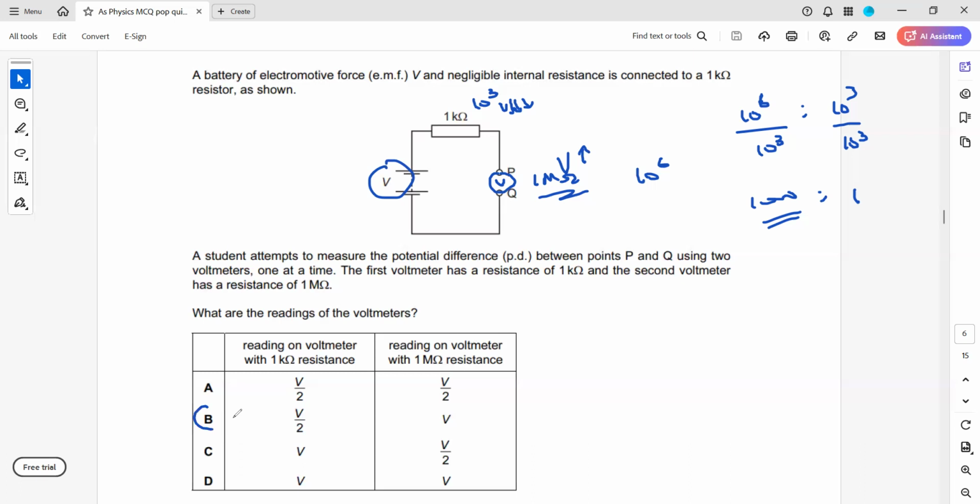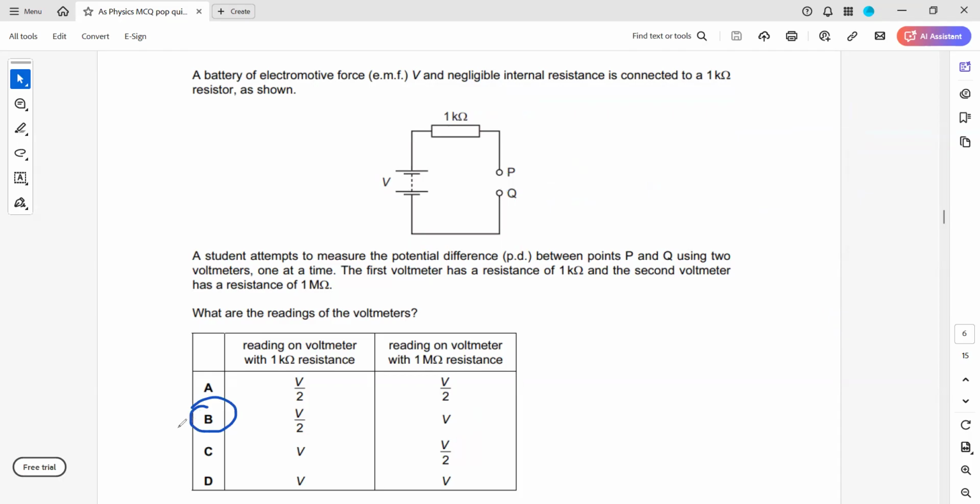So that's why we select B as the right answer, that when a 1 mega ohm voltmeter is connected in series with a 1 kilo ohm resistor, almost all of the voltage will drop here and a very small amount of voltage will drop across the 1 kilo ohm resistor. Because the ratio is 1 is to 1000. Like if I have, say, a 1000 volt supply, almost 1000 is here and a very small fraction will be across the 1 kilo ohm resistor. So that's why B will be the right answer.